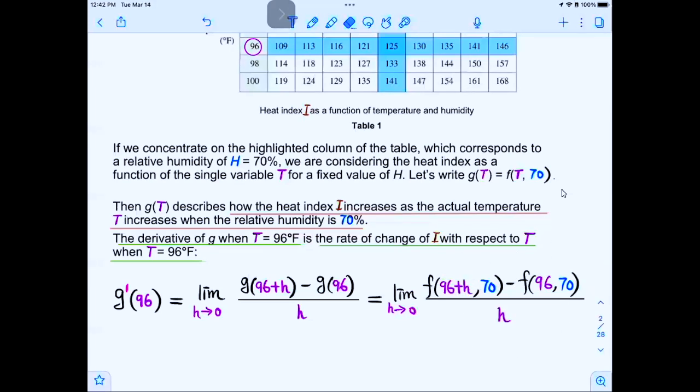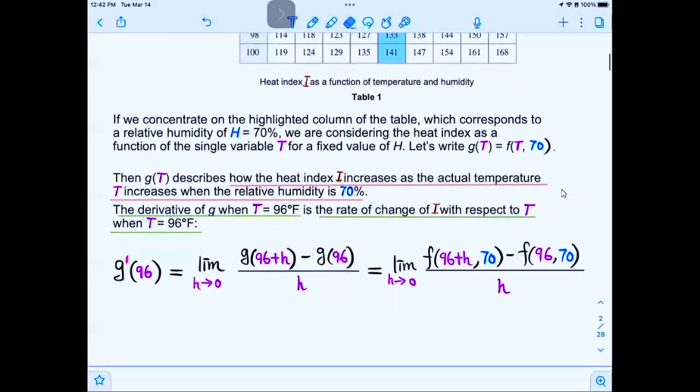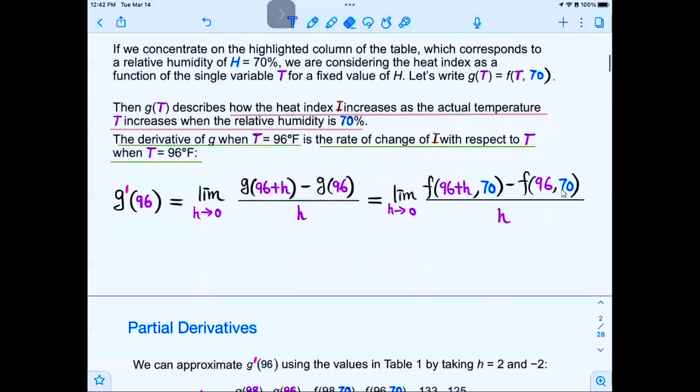Okay. So that's how G prime of 96 is defined in terms of G here and in terms of F here. So basically, you fix the other component, okay? And then you let this one here vary. So it's the same concept as the definition of the derivative before.